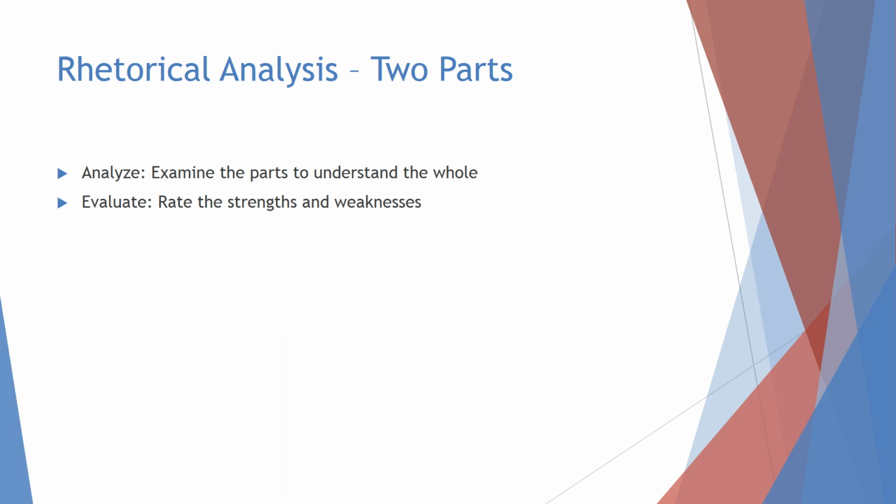So rhetorical analysis, there's two parts. First, there's analysis. When you analyze something, you examine the parts to understand the whole. That's why I went over logos, ethos, and pathos. Those are the parts that you need to look at to understand the whole. And also you evaluate. So you rate the strengths and weaknesses of the argument.